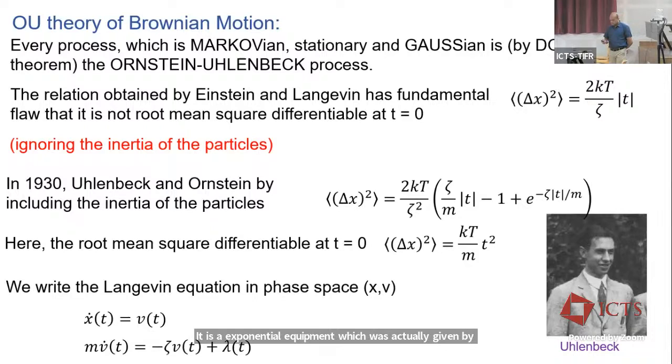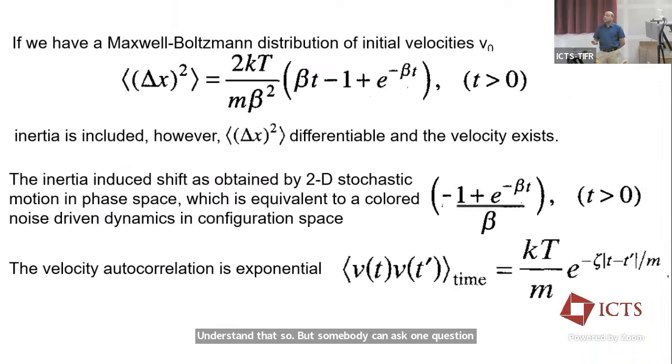Somebody can ask one question: can we generate a noise which is not exponentially correlated? Yes, you can, but it is very, very hard to generate such type of noise. If you are considering this framework, the Markovian, Gaussian white noise, then you can always generate this kind of noise, which is exponentially correlated, which is also a colored noise. But if you are interested in some different noise, that is very difficult to describe in this framework. Not possible. Any question from there?